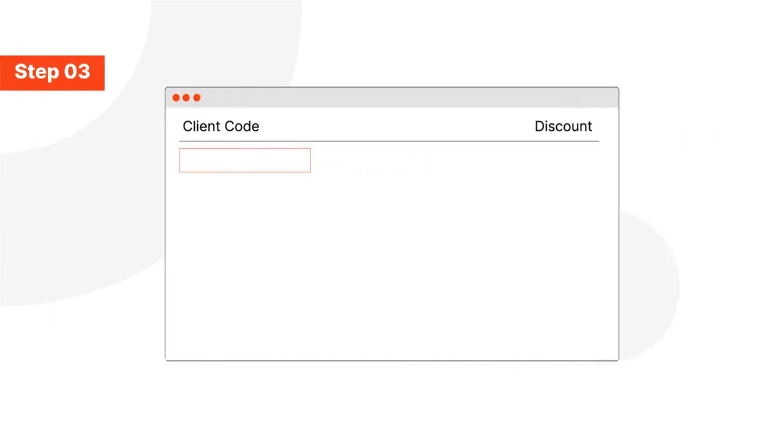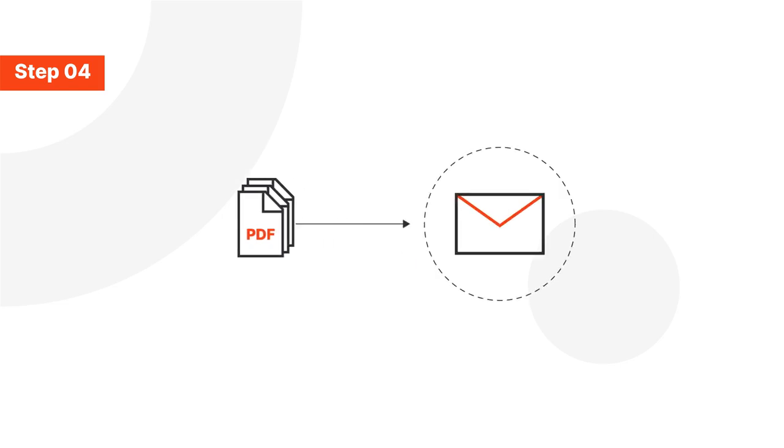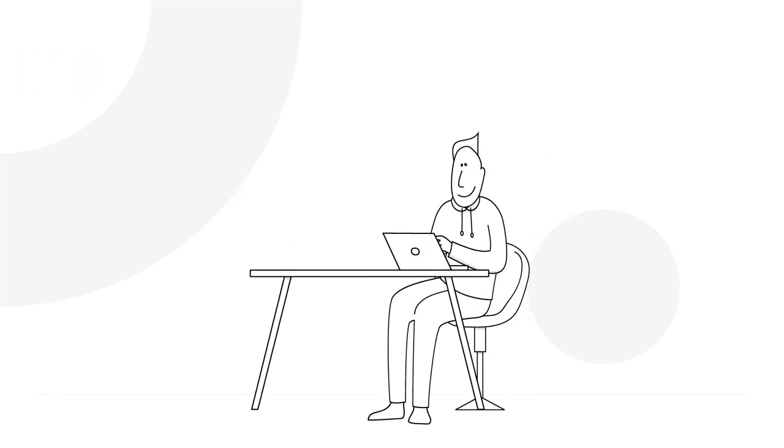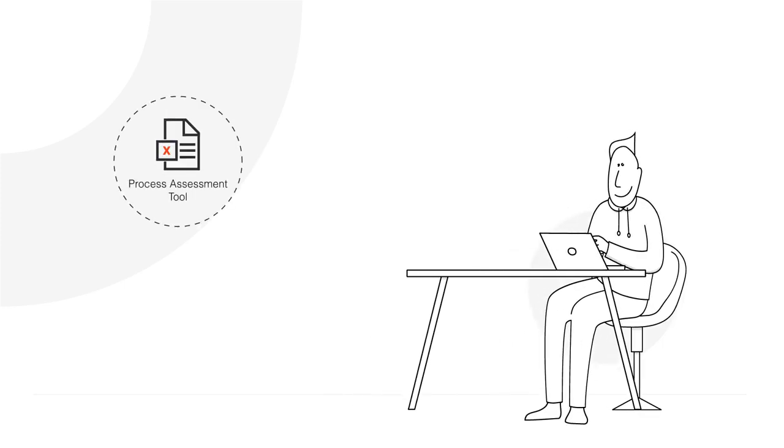Third on the list, Taylor heads over to the client portal and enters the client code from the invoice to verify if the customer qualifies for a discount. Finally, in the last step, they save the files as PDFs and send them further down the chain via email. Now, Taylor has to figure out if their project meets the organization's criteria to be chosen for the pilot run. To do this, we're going to help Taylor out by using the process assessment tool.